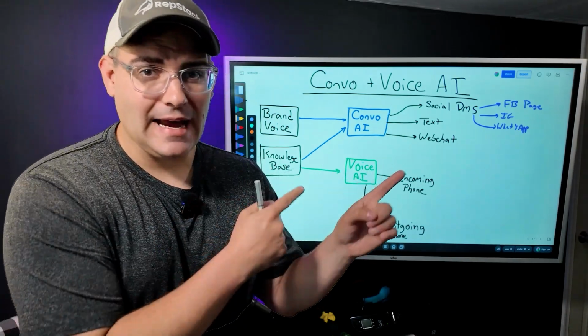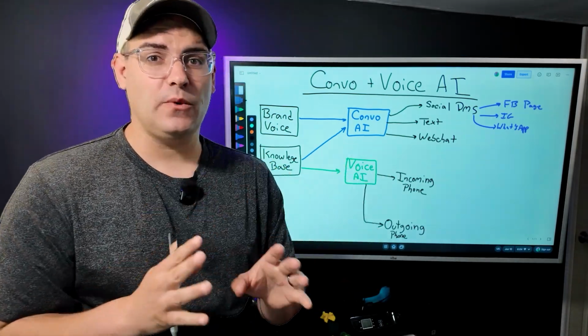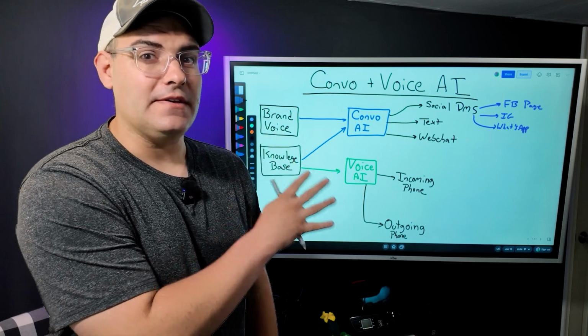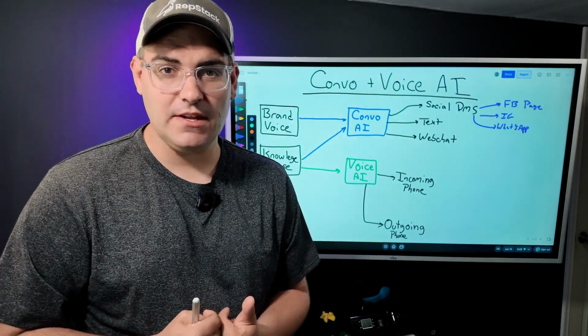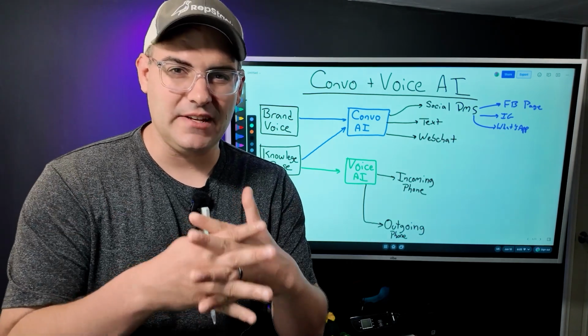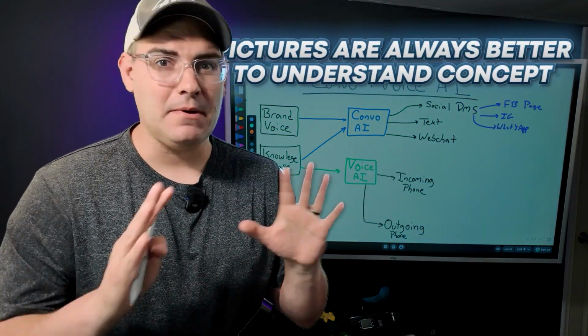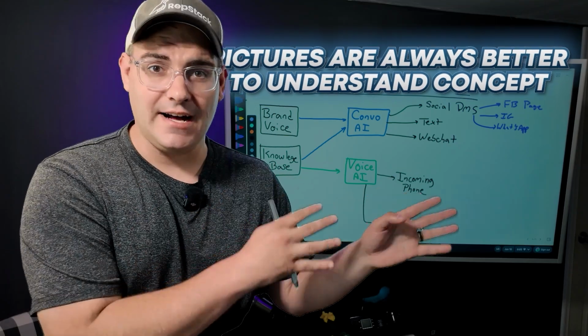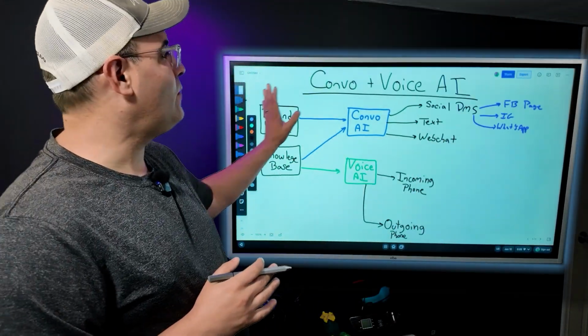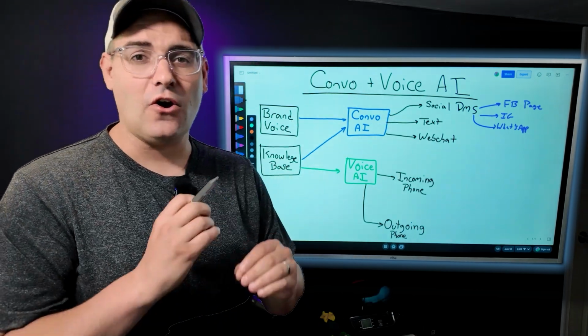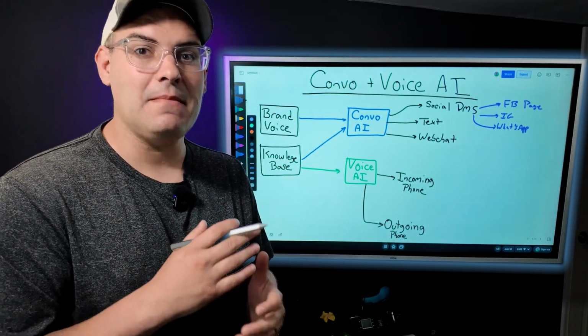Now, before we jump back into HighLevel to do Conversation and Voice AI, I want to draw a couple things out here on the board because I was trying to come up with an easy to follow script for this video, and because there's a lot of things that are interlinked. And drawing a picture is better, right? Pictures are always better to understand concepts. So, quick break from HighLevel, we're on the whiteboard, and this is kind of how voice and conversation AI are linked because they draw from the same elements.